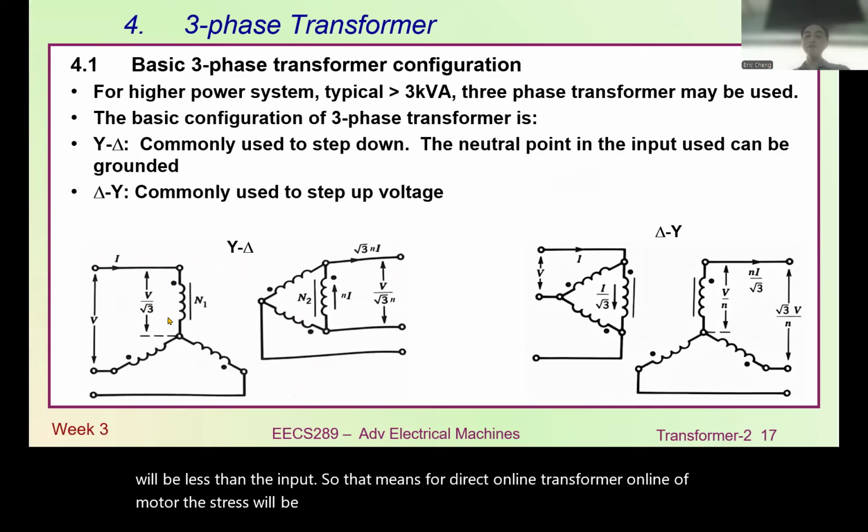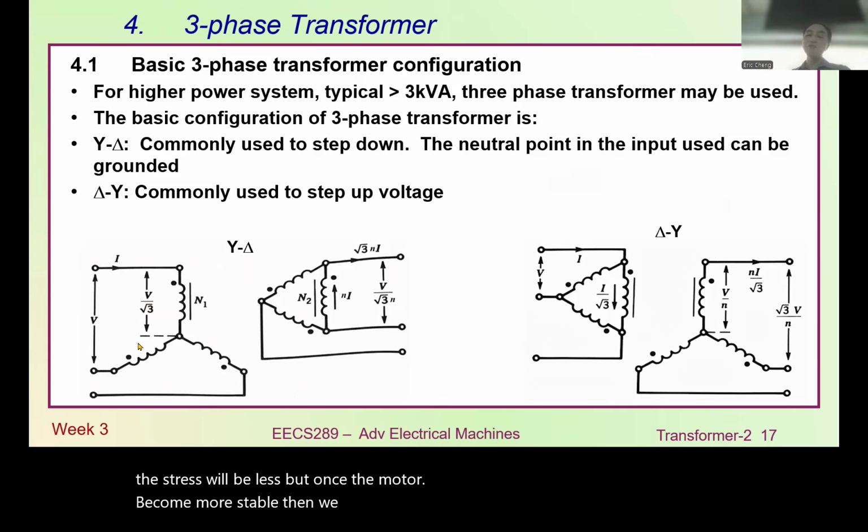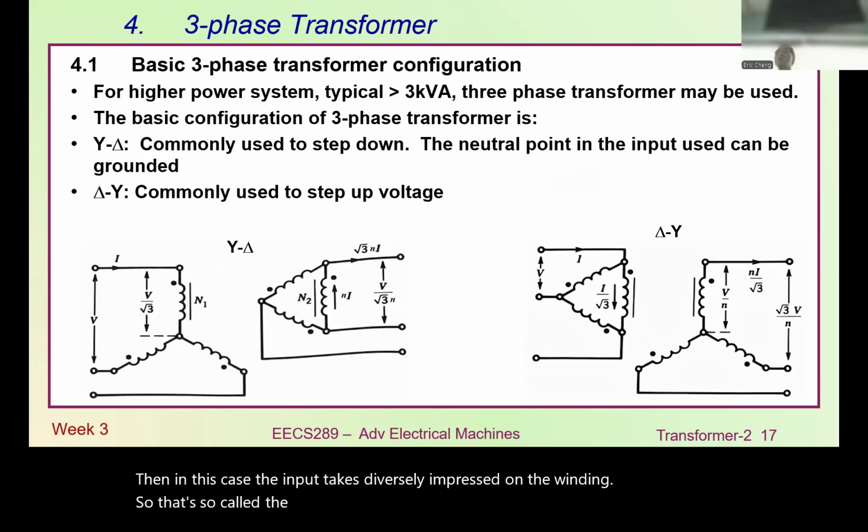But once the motor becomes more stable, then we can use switching to change them into delta. Then in this case, the input voltage is directly impressed on the winding. So that's the so-called direct online method. We try to use star to delta conversion.